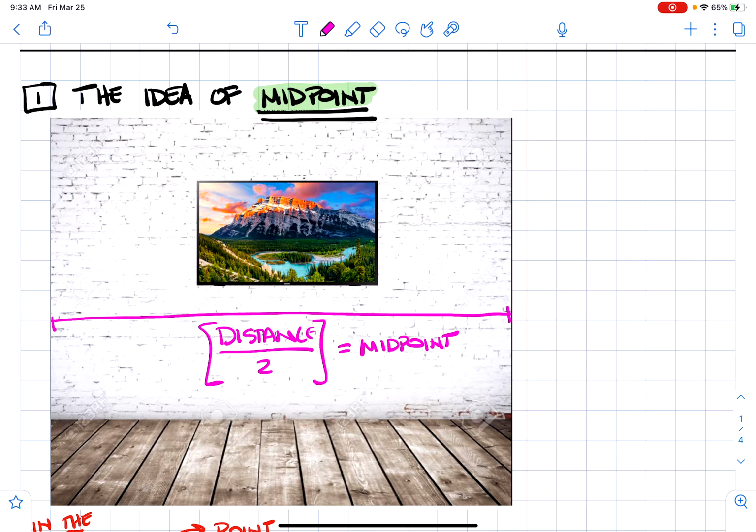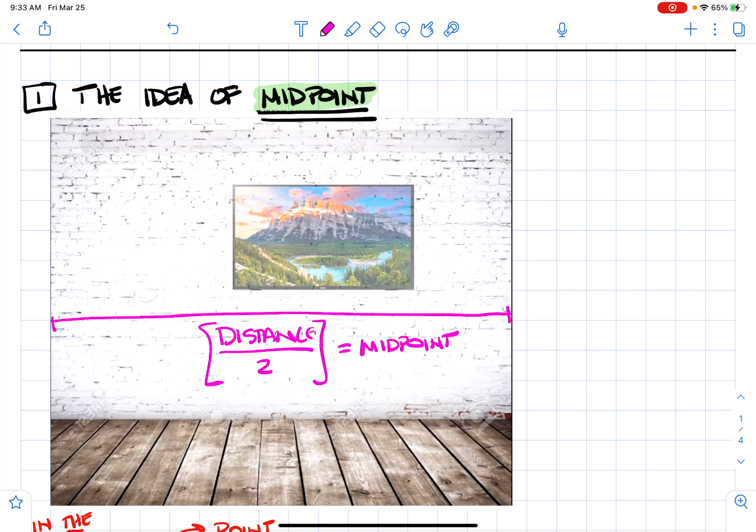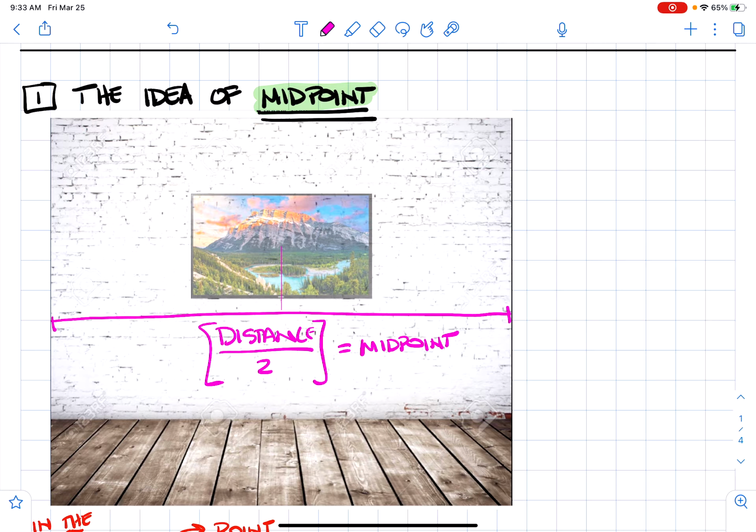You're just figuring out where to hang the TV on the wall, and you would figure that out by taking the total measure and then dividing it by 2. So that's the idea of midpoint. I don't think that's anything new or grand for anybody. So that's pretty much what we're going to cover for box 1.